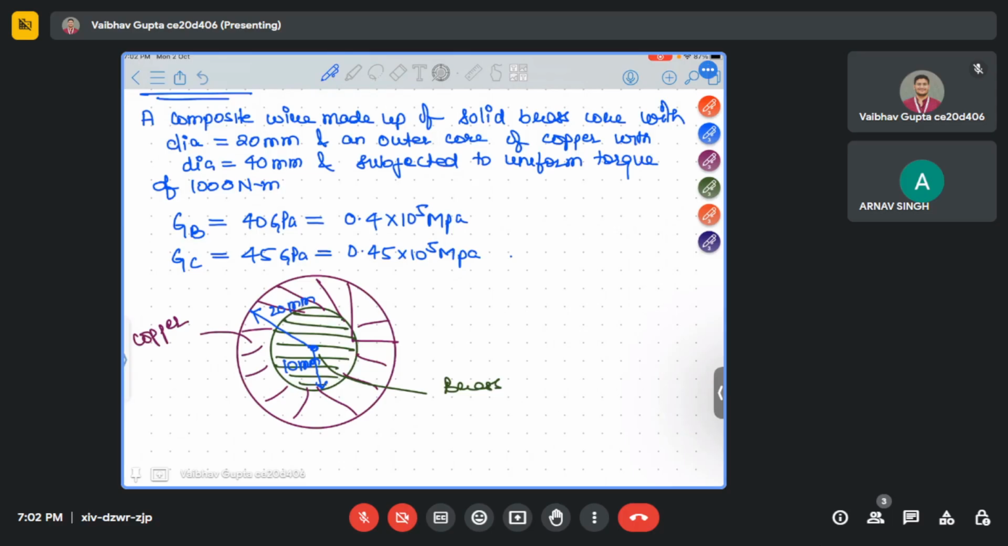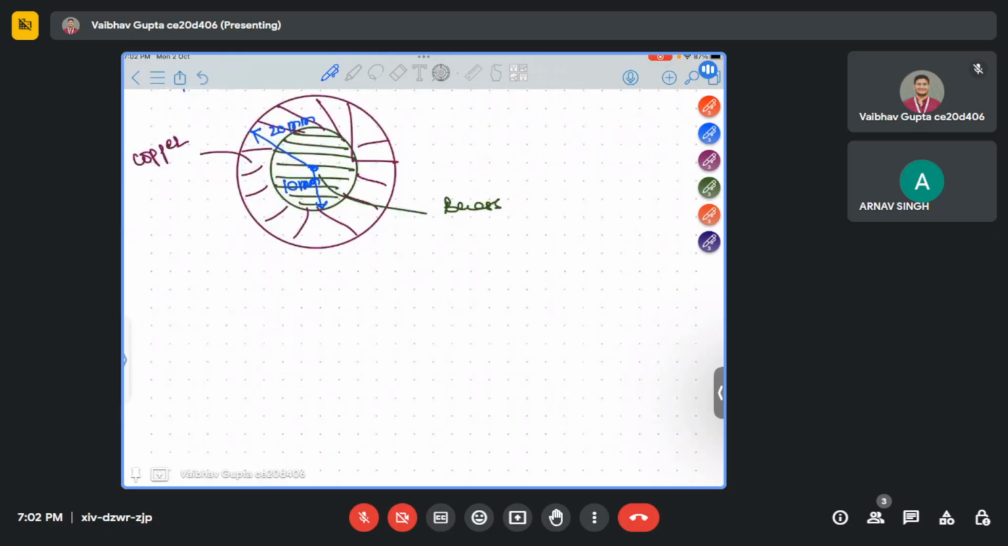So now they are asking us: what is the maximum shear in copper and in brass, what is the angle of twist, and what is the torque in brass and torque in copper. Understood? Yes. So for composite section, whatever the total torque applied, this total torque will be equal to torque in brass plus torque in copper, which is equal to the torque applied. So in the question, it is given to us as 1000 Newton meter. This is our first equation. Understood? Yes, sir.